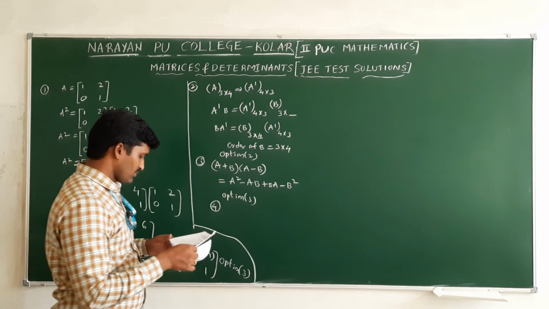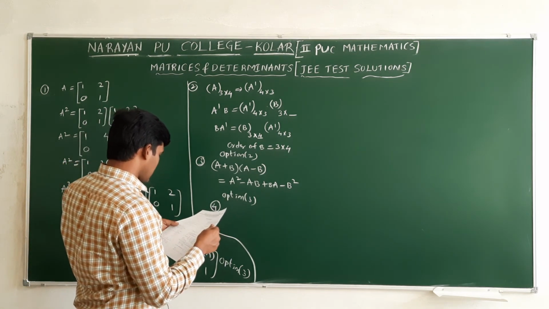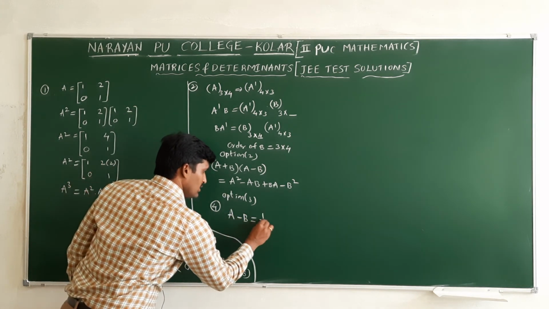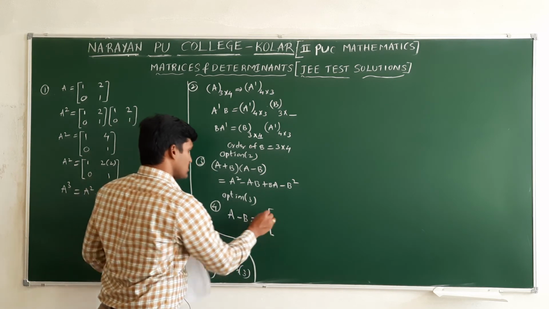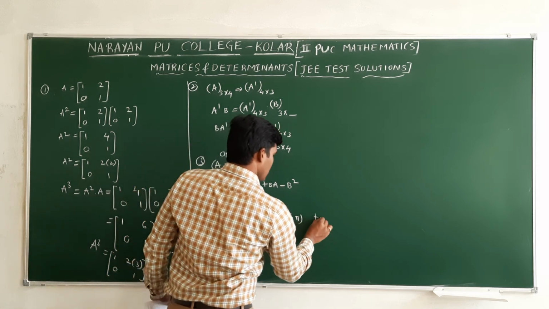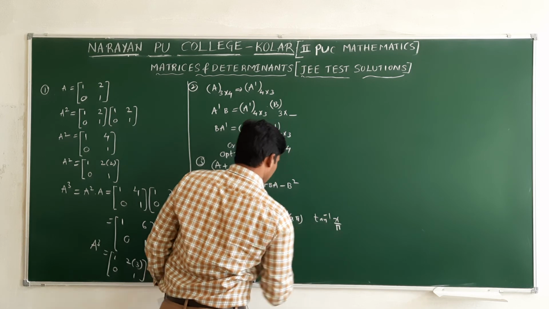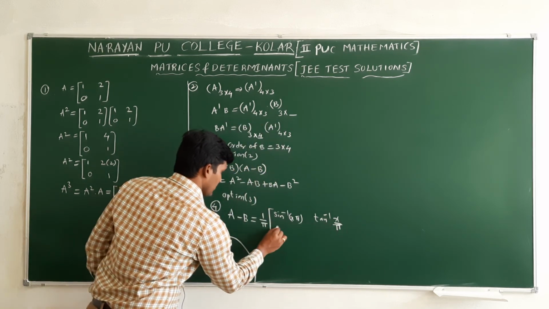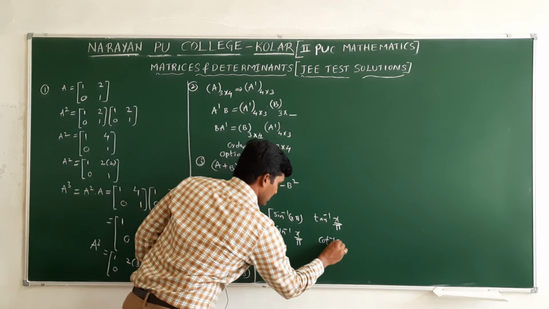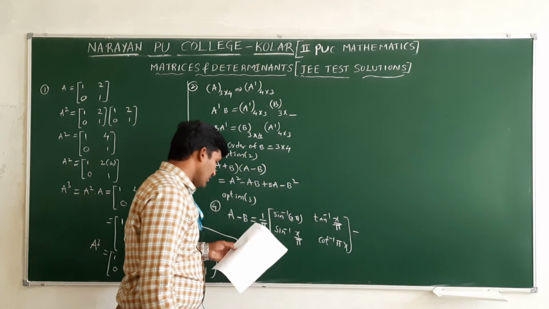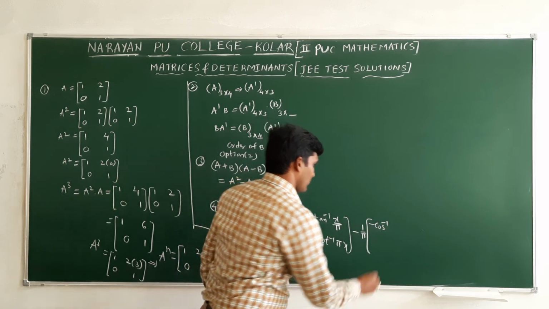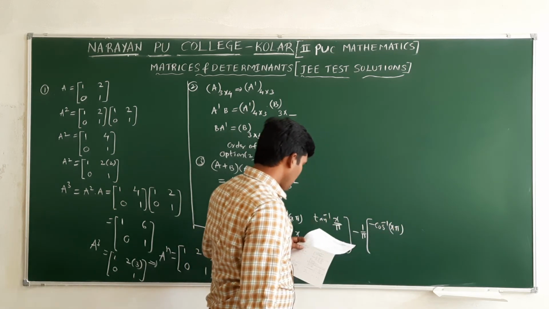Next, fourth question. They gave the A matrix and B matrix. We need to find A minus B. I am writing directly A minus B, that is 1 by pi times the A matrix, which is sine inverse of x by pi, tan inverse of x by pi, sine inverse of x by pi, cot inverse of pi x, minus B. B is 1 by pi into minus cos inverse of x by pi, and so on.